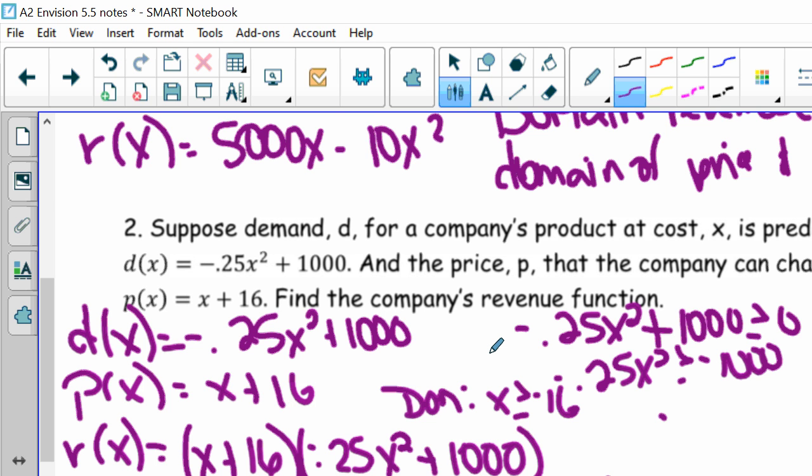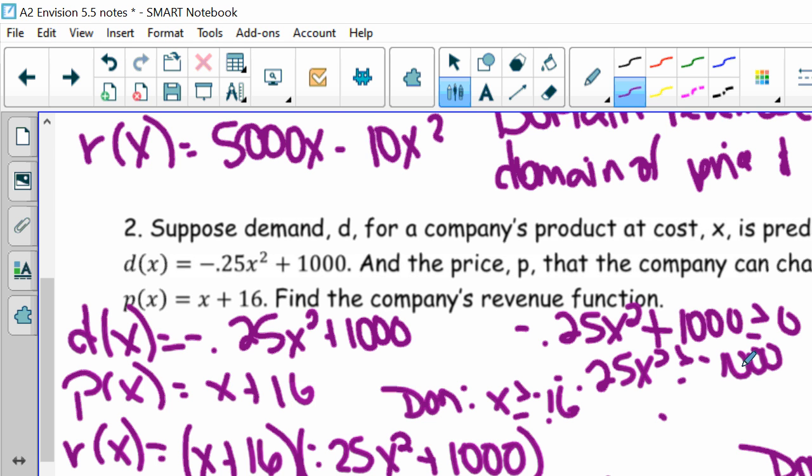The domain of the revenue. Again, it has to be in between the two. It has to be a combination of the two domains of the price and the demand. So here x had to be greater than or equal to negative 16. So x has to be between negative 16 and 63.25. That's the domain of our revenue function.